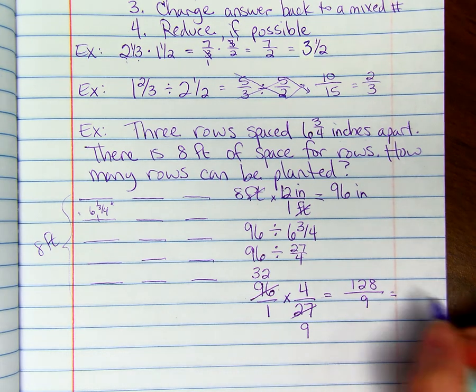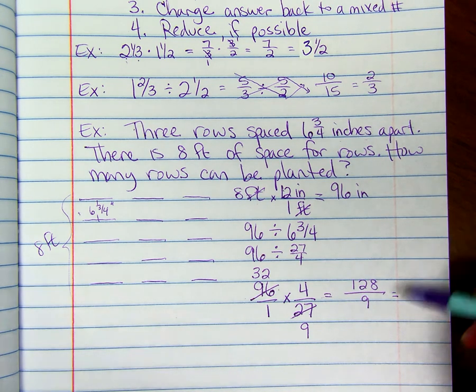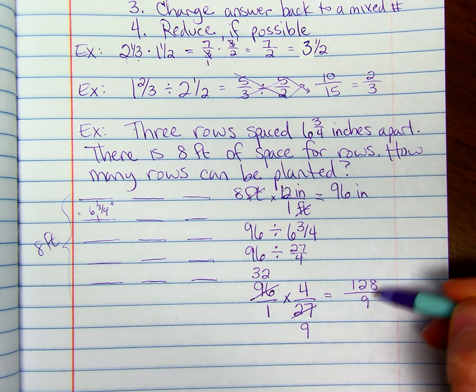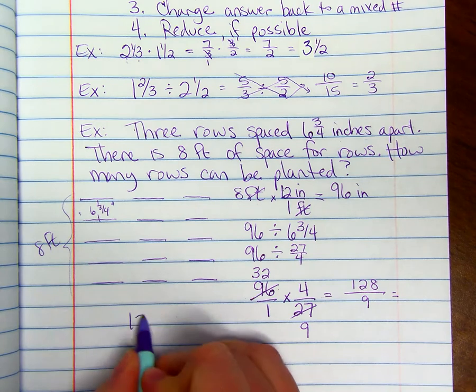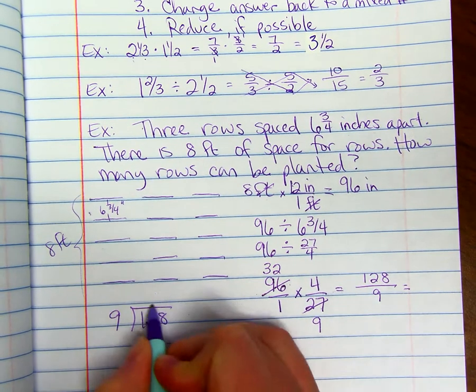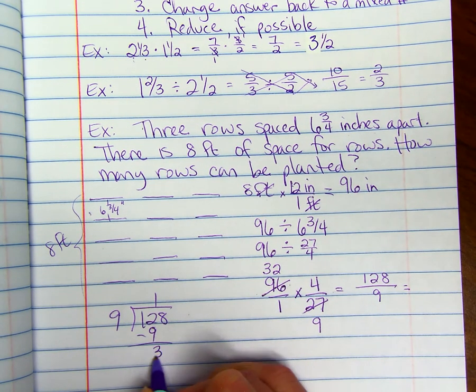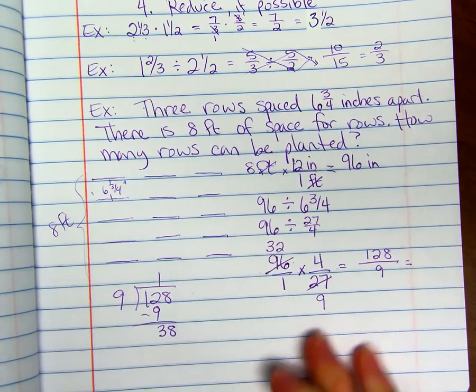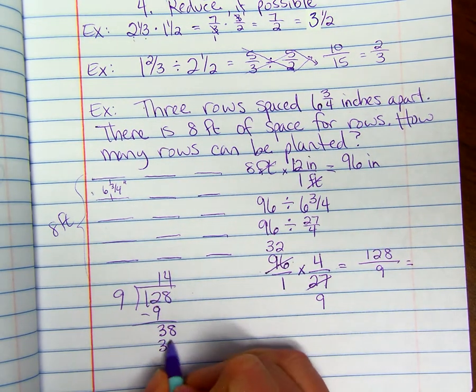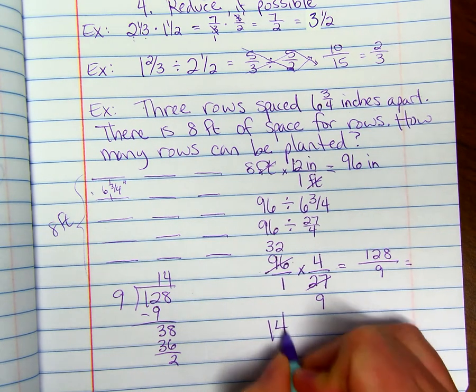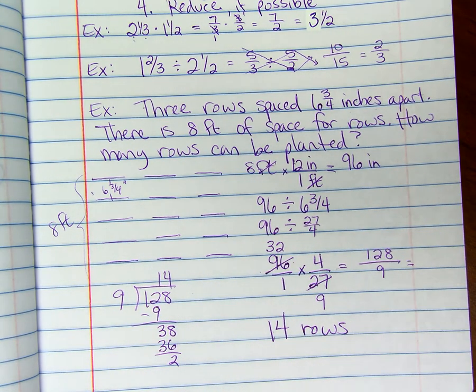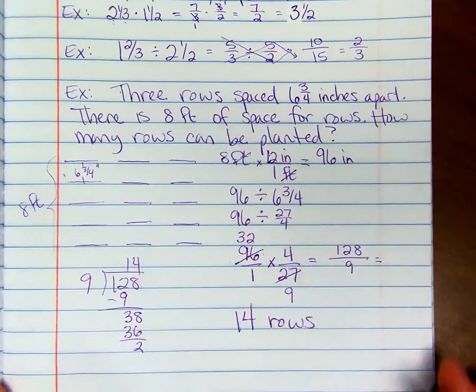We make that into a mixed number. And it goes, let's see, 128 divided by 9. I'm going to do that over here. 9 goes into 12 once, subtract, 39. That is 4 times, 36. There's going to be a little bit of room left over, but we can really only get 14 rows in that space. And that's the end of the lesson.